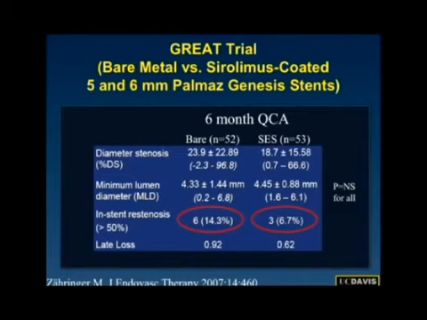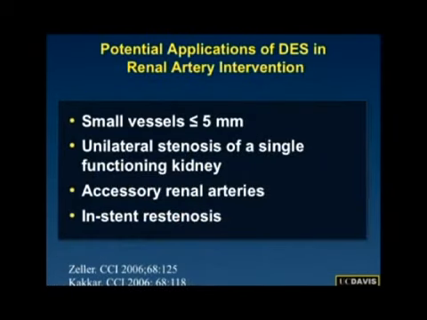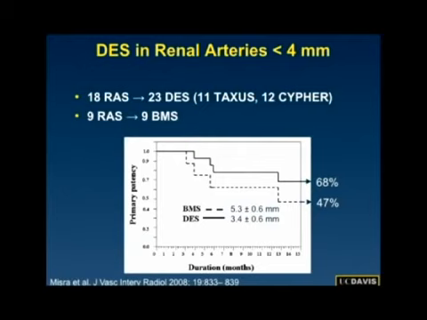Now, these were somewhat larger renal arteries, certainly not the largest, but it has been proposed that drug elution may be more useful in subsets of renal intervention. So smaller renal arteries, perhaps a single functioning renal artery, smaller accessory renal arteries, or for in-stent restenosis. And there's a recent publication from the Mayo Group that looked at the use of drug-eluting stents in renal arteries that were less than 4 millimeters.